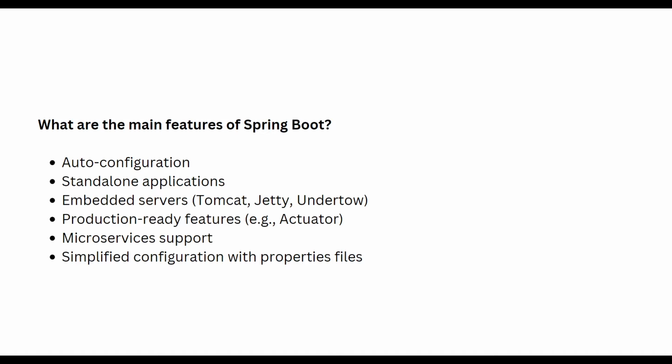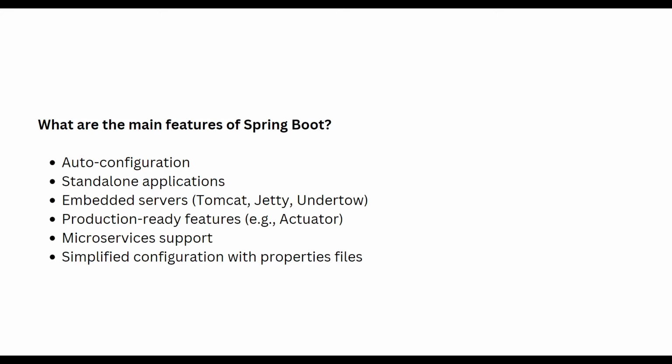With standalone applications, it means that when you run your application as a Java application, it will run your web application. So that is your standalone application. With embedded server, you don't have to embed Tomcat or any other server afterwards when you are setting up your project. It comes by default to you through Spring Boot.